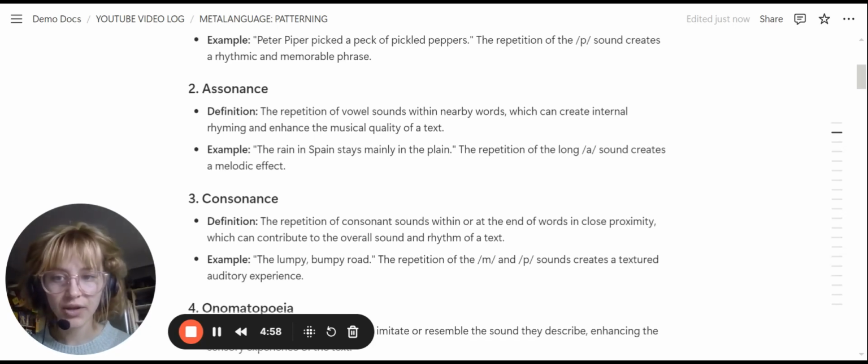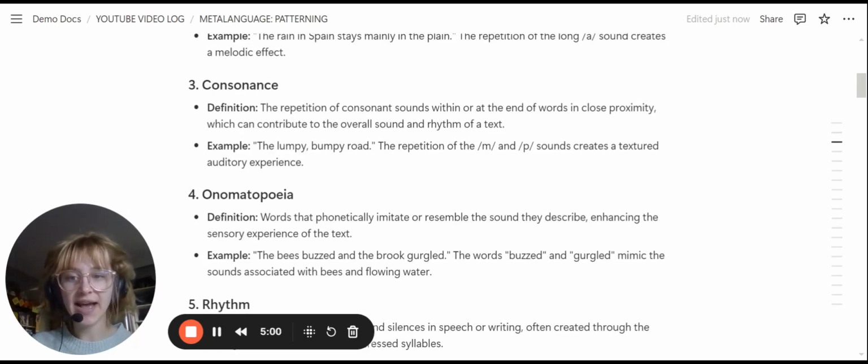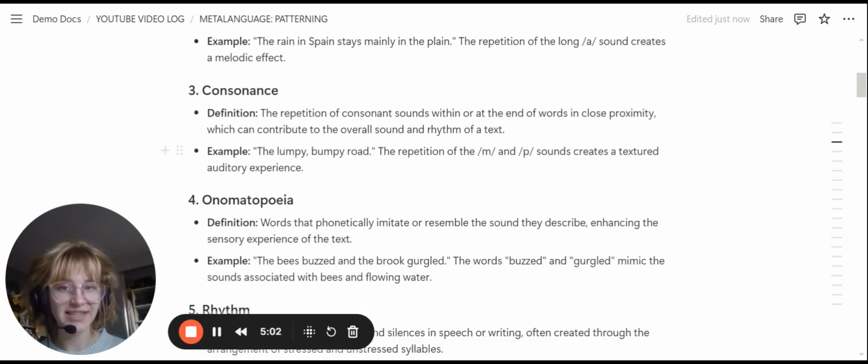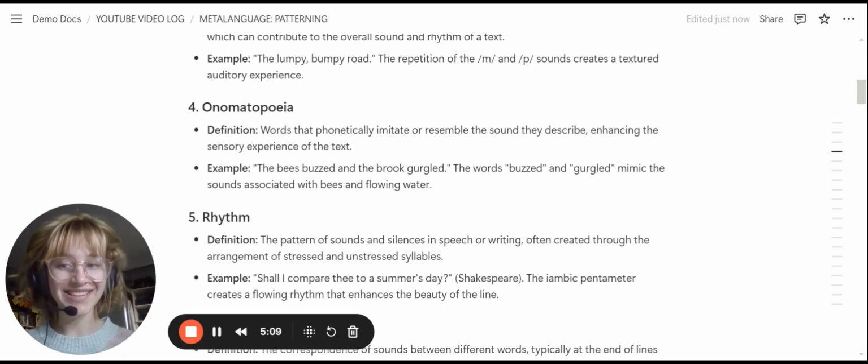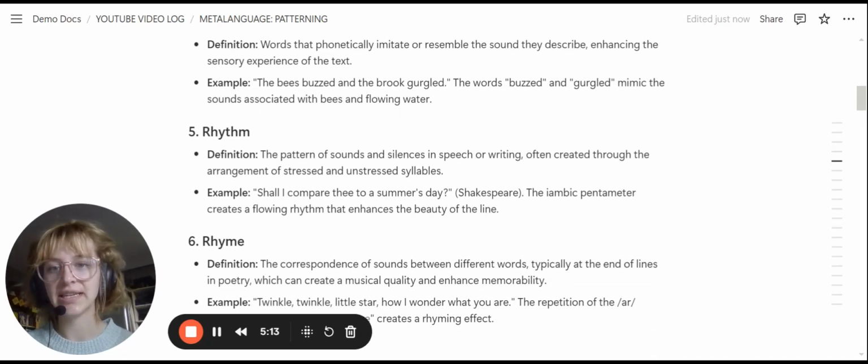Cool. Consonance, same thing as assonance, except we've got a consonant sound, so lumpy, bumpy. We're talking about the M and P sound. Onomatopoeia, so words that are specifically designed to sound like what they are describing, buzzed, gurgled.